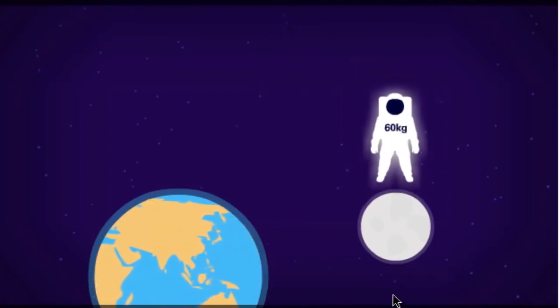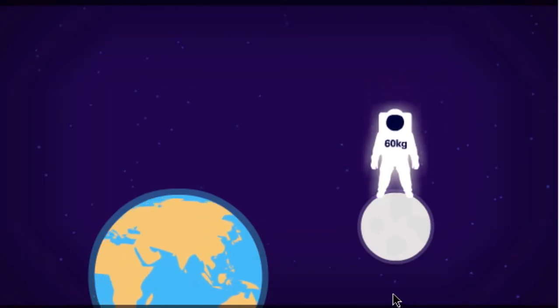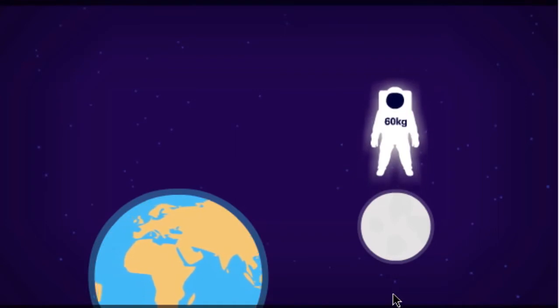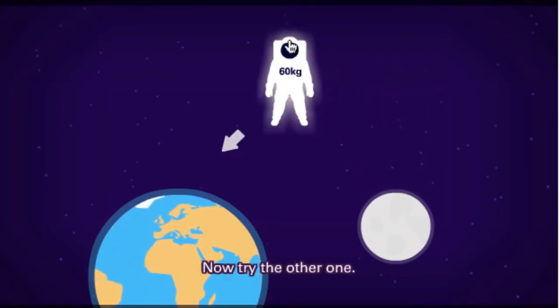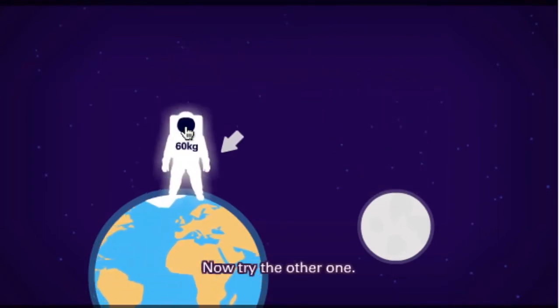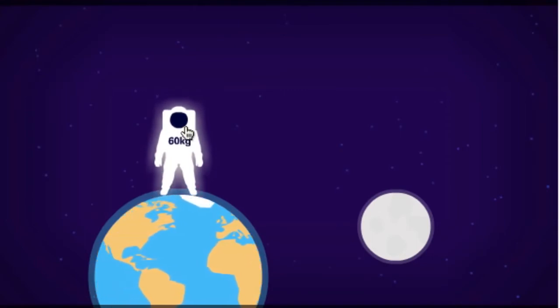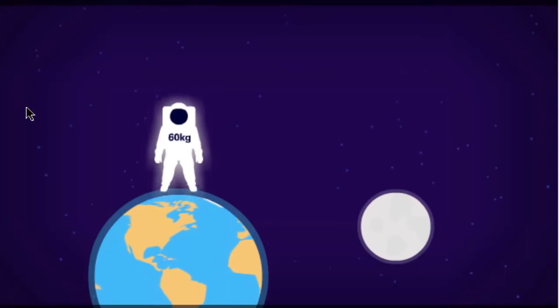On the Moon, the 60-kilogram astronaut weighs a mere 100 newtons, about as much as a small dog weighs on Earth. Now try the other one. On Earth, our 60-kilogram astronaut has a weight of 600 newtons.